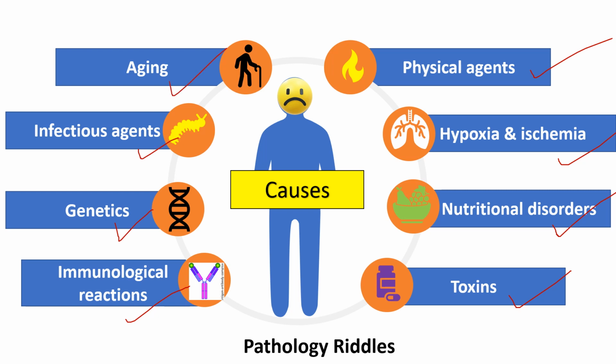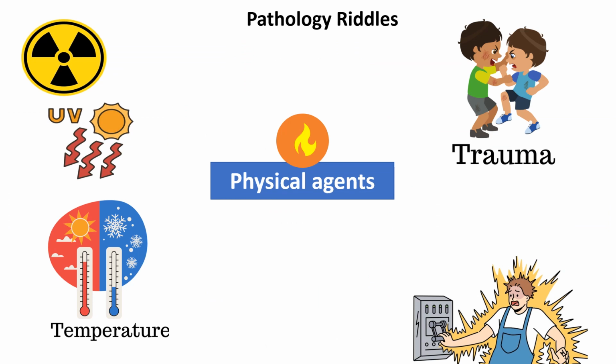What do we mean by physical agents? So they could be trauma due to fight or flight, or it could be due to temperature, which is excess heat, which leads to sunstroke, or excess cold, which leads to frostbite. It could also be due to radiation like ultraviolet rays or by electrical hazards.